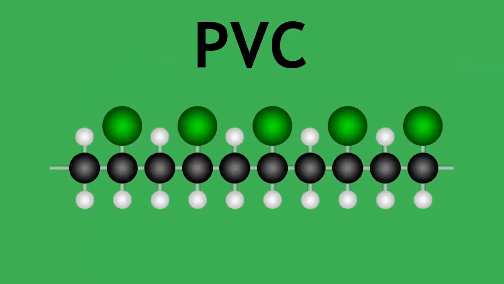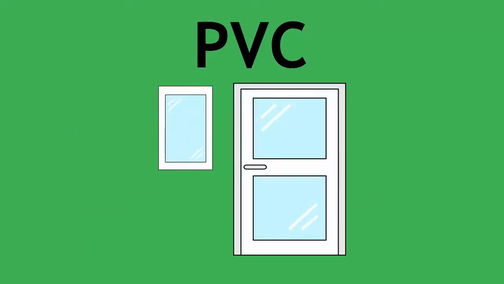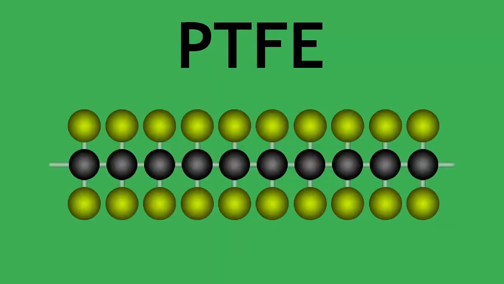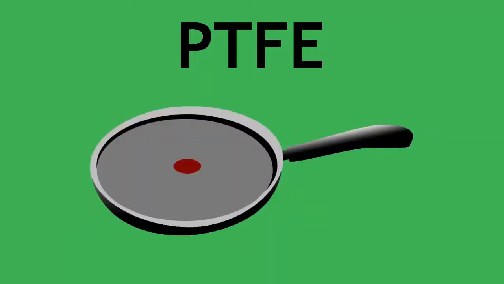Polychloroethylene, often known as PVC, is used for windows and door frames, plastic hinges and bottles. Poly-1,1,2,2-tetrafluoroethylene, also known as PTFE, is a non-stick coating on frying pans, as well as being used in bearings and other low-friction surfaces.